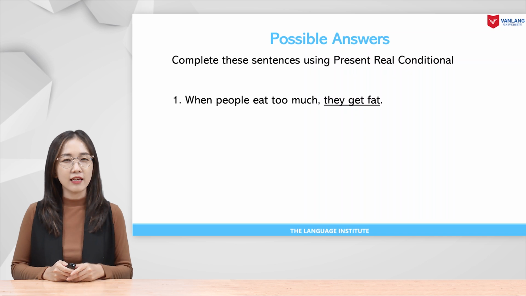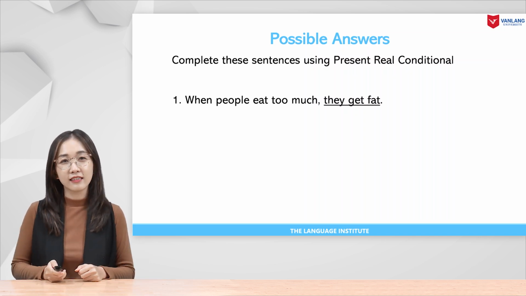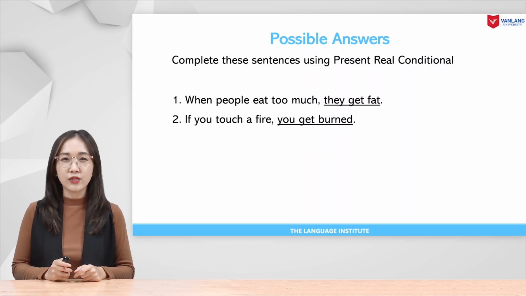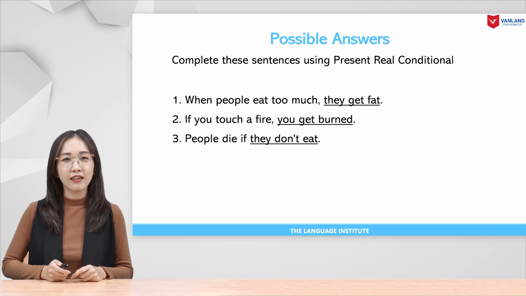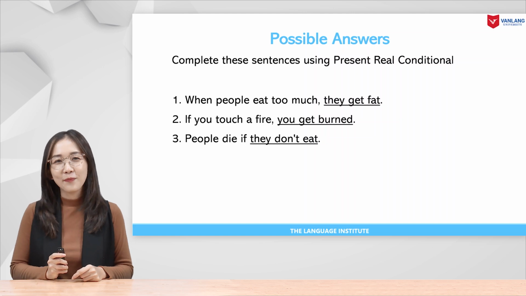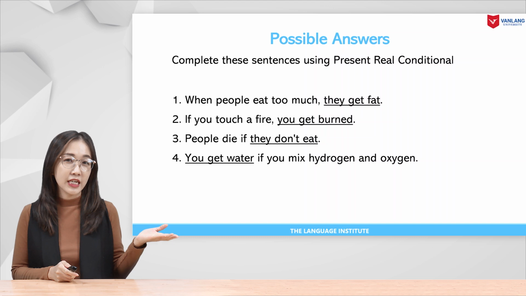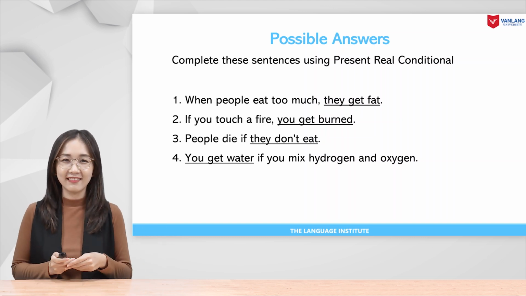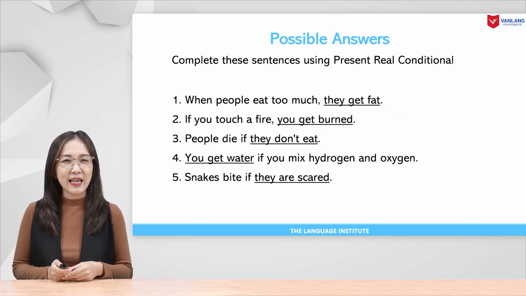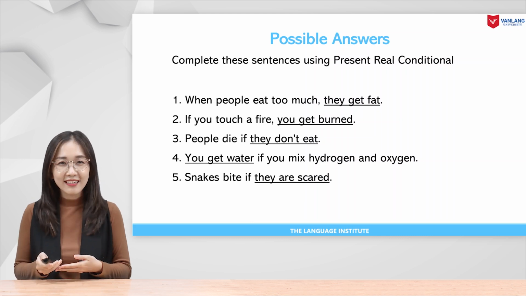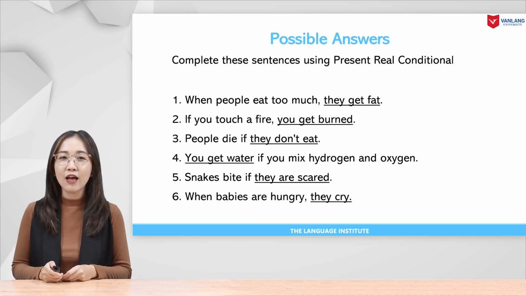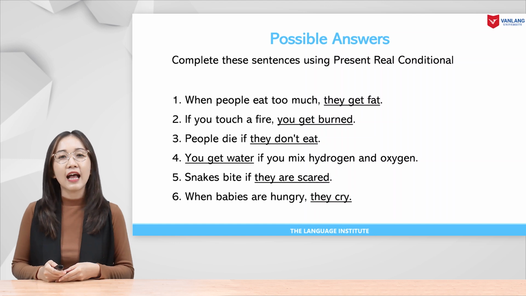Number 1, you can say, when people eat too much, they get fat. Number 2, if you touch a fire, you get burned. Number 3, people die if they don't eat. Number 4, you get water if you mix hydrogen and oxygen. Number 5, snakes fight if they are scared. And lastly, when babies are hungry, they cry.